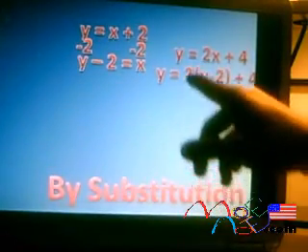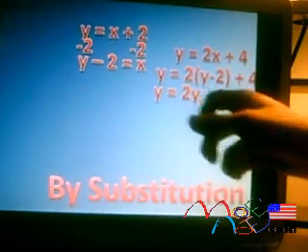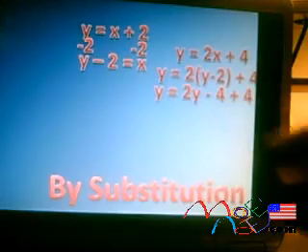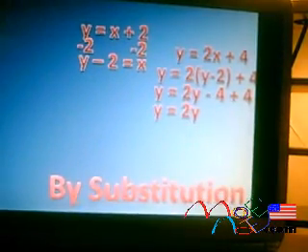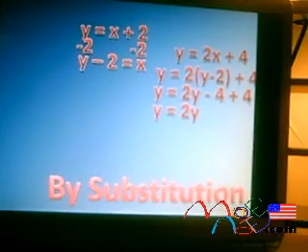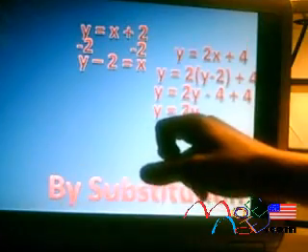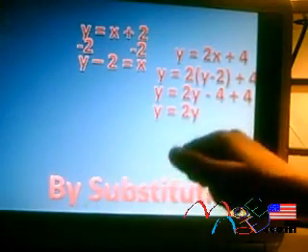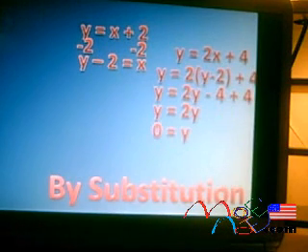Multiply 2 times y is 2y, -4. Get rid of the 4's because -4 plus 4 is obviously 0. So you get y equals 2y. And if you subtract y from this side over to this side, 2y minus y is just going to give you y. Y minus y is going to give you 0. So 0 equals y.